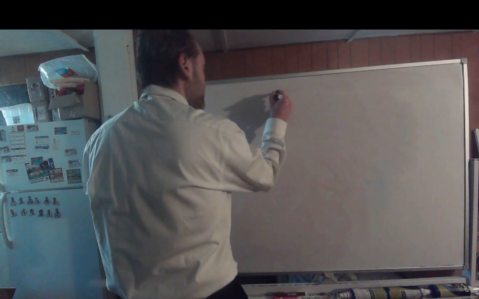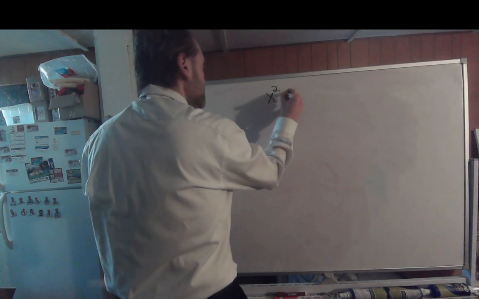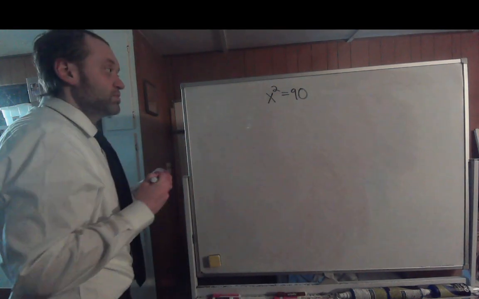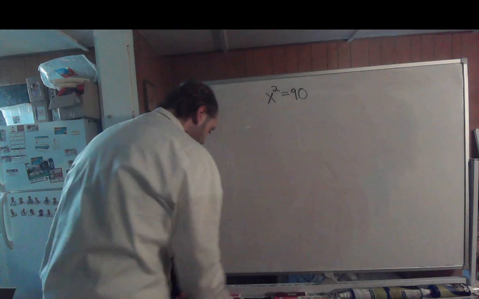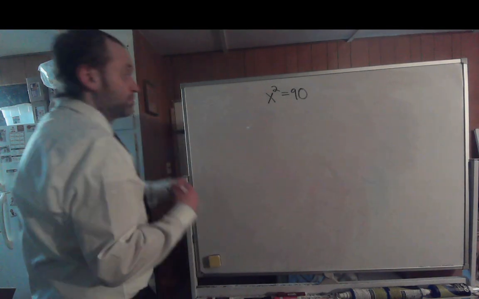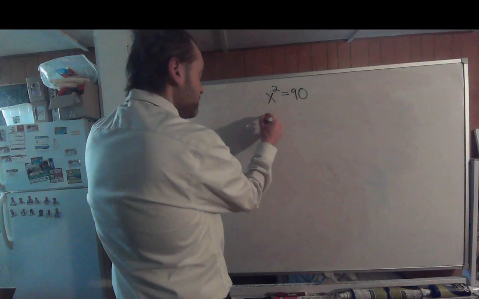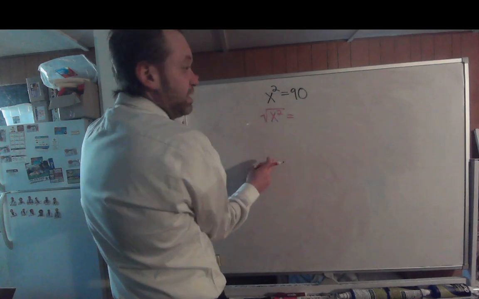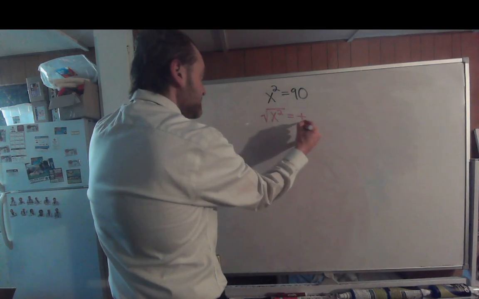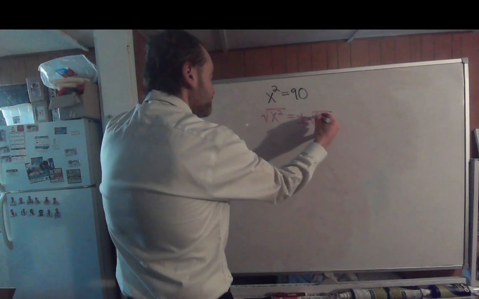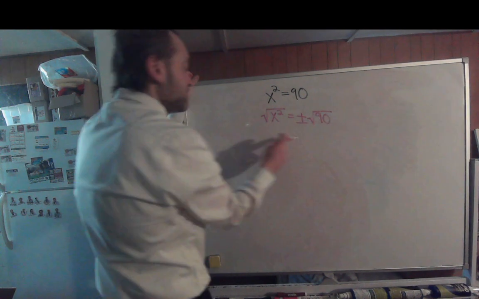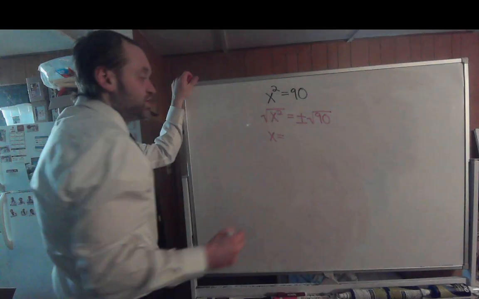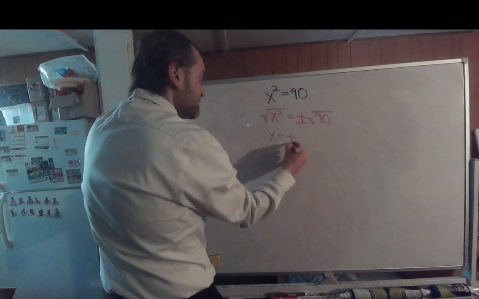Now, let's say we had something like x squared is equal to 90. Again, we can solve this by taking the square root of the left side, which is the square root of x squared. You'll set that equal to both plus and minus the square root of 90. Of course, the square root of x squared is going to be x. That's going to equal still plus and minus, but here's something.